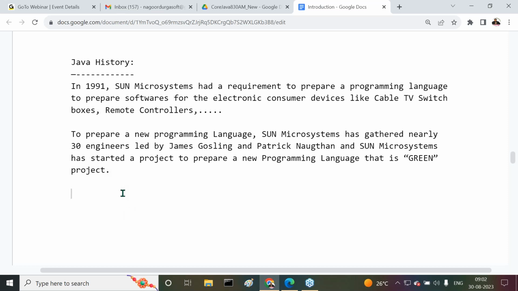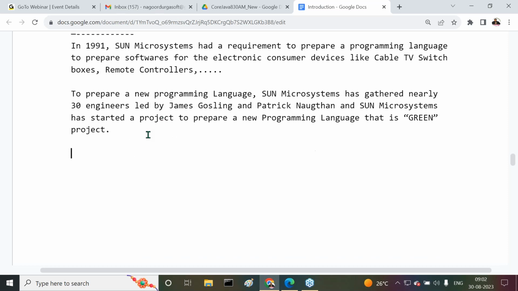Okay. Let's move on to the punch here. To prepare a new programming language, Sun Microsystems wants to have a plan. What features do they want to include in their new programming language? First of all, they want to have a proper plan for it.